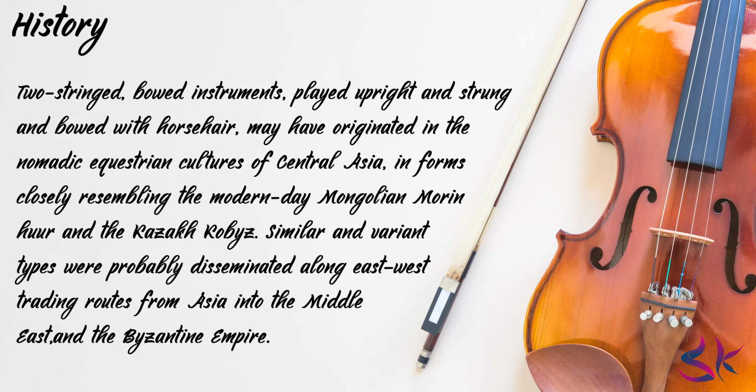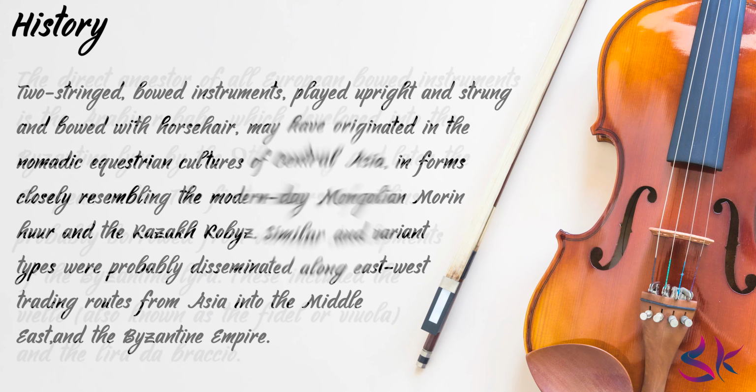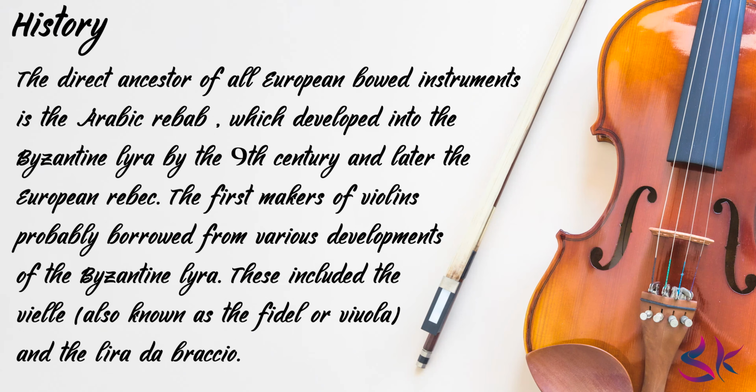A two-stringed, bowed instrument played upright and strung and bowed with horsehair may have originated in the nomadic equestrian cultures of Central Asia in forms closely resembling the modern-day Mongolian morin khuur and Kazakh kobyz. Similar and variant types probably disseminated along east-west trading routes from Asia into the Middle East and the Byzantine Empire. The direct ancestor of all European bowed instruments is the Arabic rebab, which developed into the Byzantine lira by the 9th century and later into the European rebec.